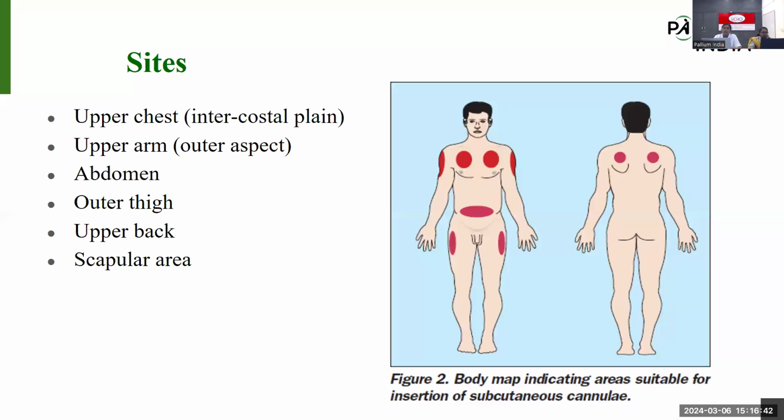These are the common subcutaneous injection sites. We can give subcutaneous injection on the upper chest area, that is the intercostal plane area, then the upper arm outer aspect, then abdomen, outer thigh, upper back and scapular area. These are the common subcutaneous injection sites that we normally use.